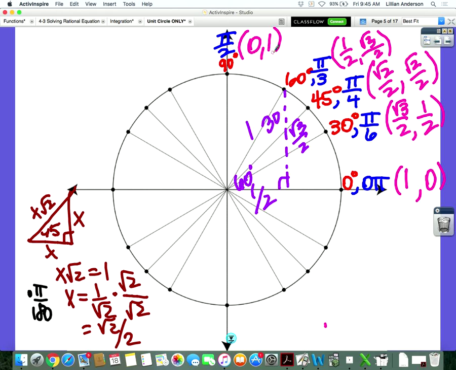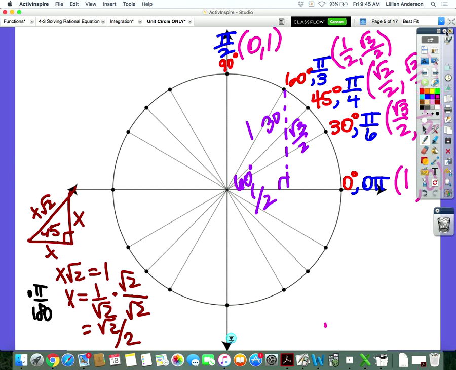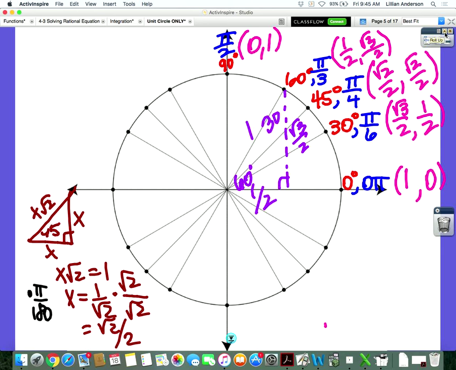This pattern duplicates itself across each one of the quadrants. It is symmetrical. So the distance that this point is away from the y-axis is the same distance as this is away from the y-axis. So it'd be 120. So this one will be 120 degrees.